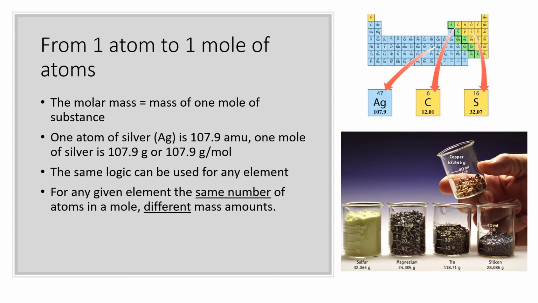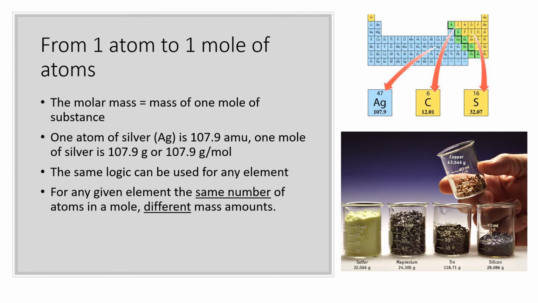We could go on down the line. Magnesium is a metal. It's solid. It weighs 24.305 grams. Tin, copper, silicon, different masses, what appear to be slightly different amounts, but in fact all equal 1 mole.